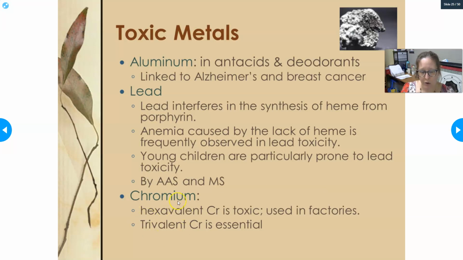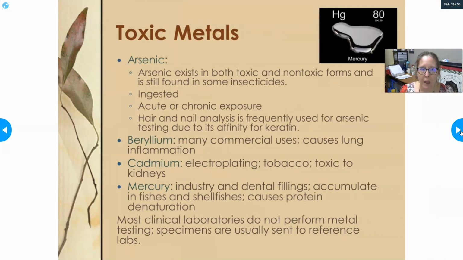Chromium. Chromium has a toxic and an essential form. Hexavalent chromium, or chromium-6, is the toxic form, and it's used in factories, so it can contaminate water and soil around factories. And trivalent chromium, or chromium-3, is essential, and it's needed to work with insulin for blood sugar control, etc.